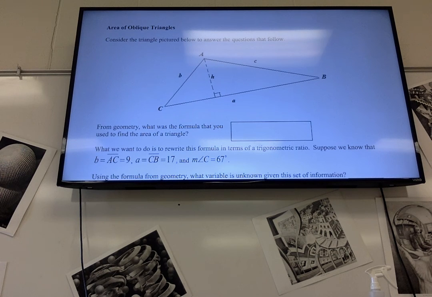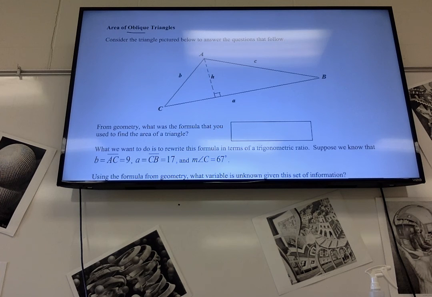All right. So notice this is talking about oblique triangles. Oblique triangles are those triangles that are not right triangles. They can be obtuse, they can be acute, but they're not right.